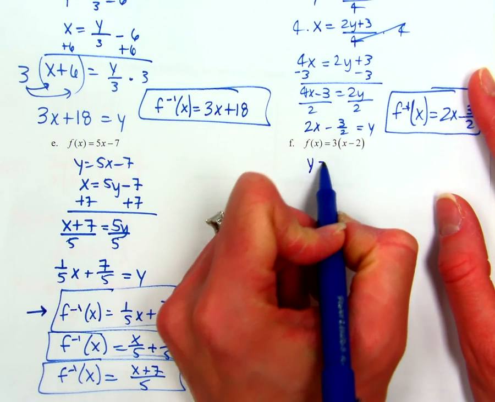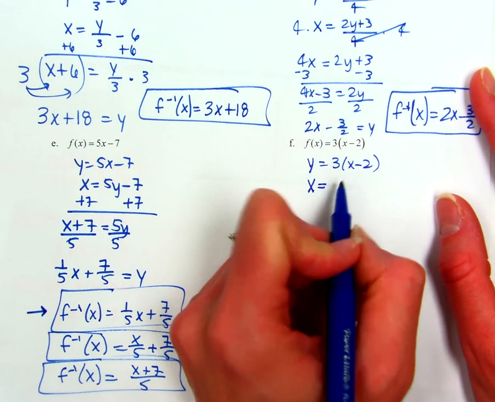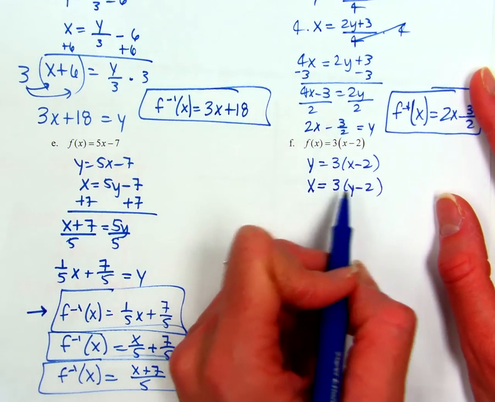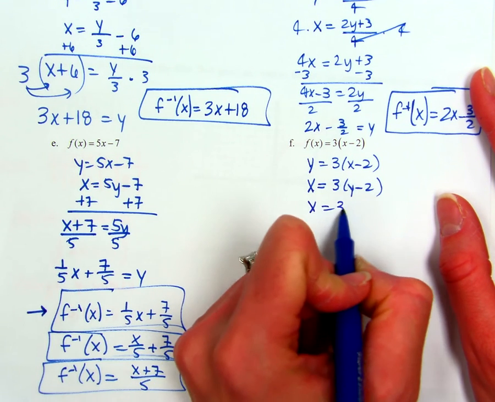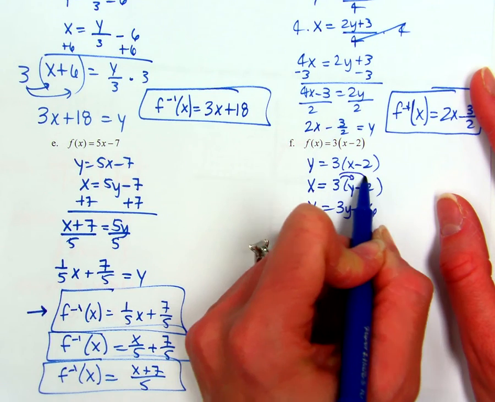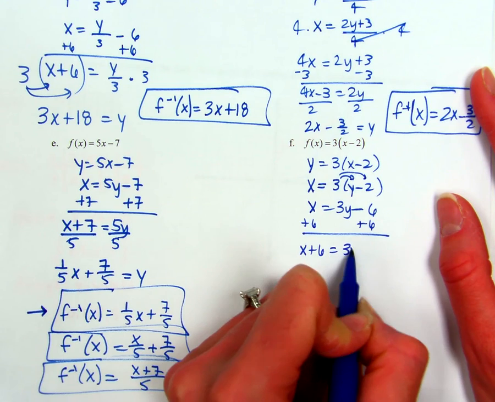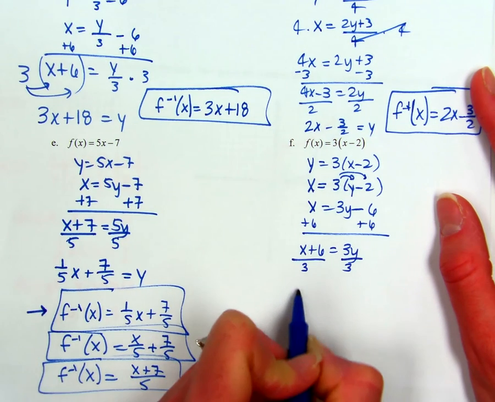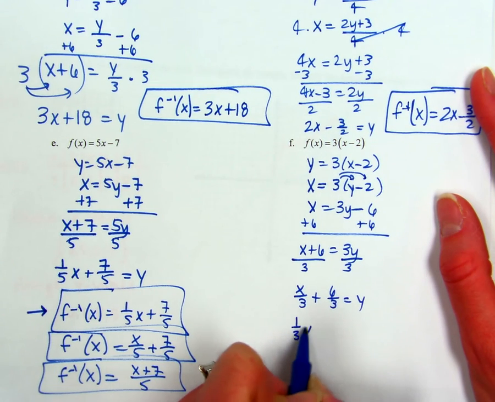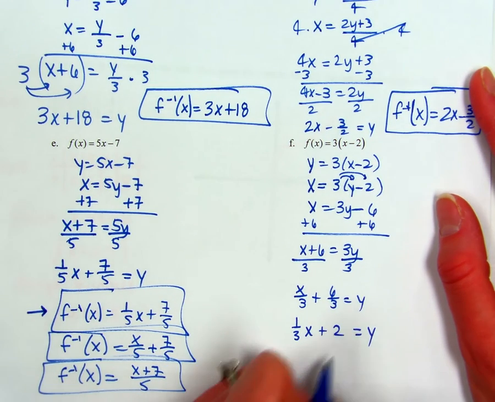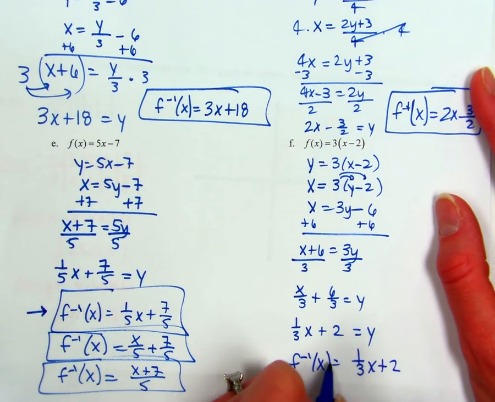All right, last problem. We got y equals 3 times (x minus 2). So we're going to switch x and y. Then we're going to get y by itself. One thing you might want to do is just distribute. We have 3y minus 6. All right, now add 6. x plus 6 equals 3y. Then divide by 3. So again, x over 3 plus 6 over 3, which is the same as 1/3 x plus 2. So that's inverse of f of x equals 1/3 of x plus 2.